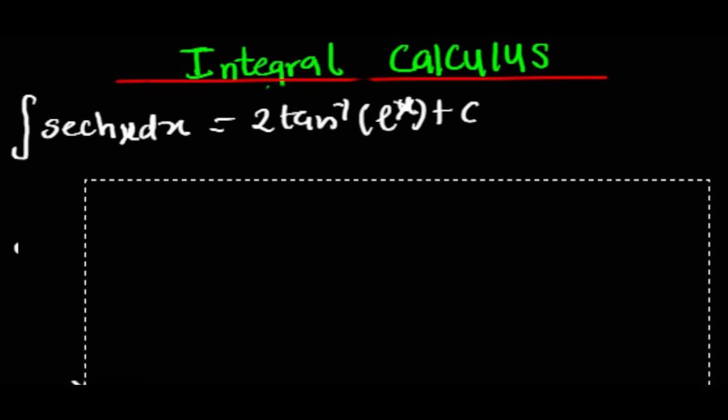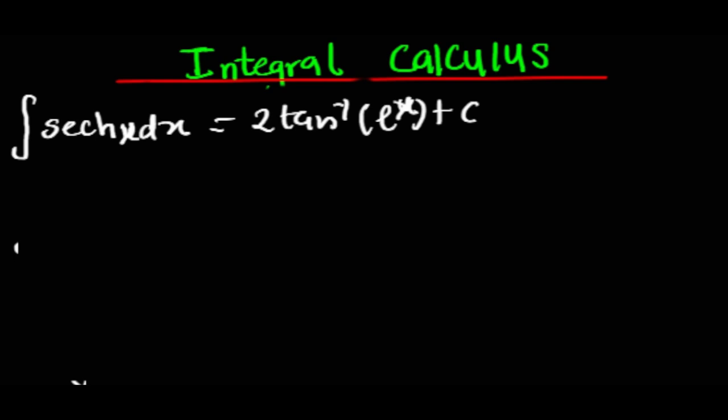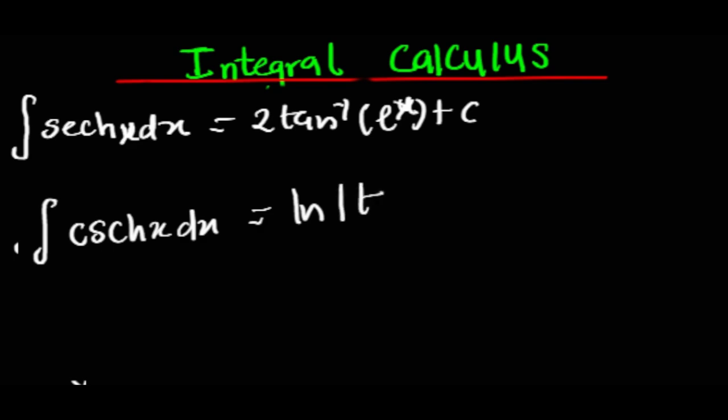The next one you can have is when you have the integral of cosech x dx. This is going to give us the logarithm of tanh of x over 2, plus c. That's what you're going to have. So that's everything under hyperbolic functions. Now let's move to the next one.